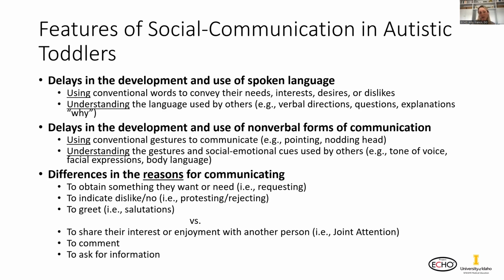But what's harder, I think, for autistic toddlers to develop are skills to share interest and enjoyment with another person. This is through joint attention, and it's very social. To comment. So that's the chit chat, right? It's cloudy out today, right? That kind of stuff. And then to ask for information. When's daddy coming home? These are a little bit harder acts of social communication. Next slide.